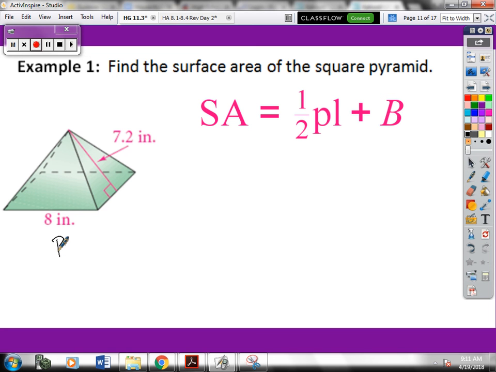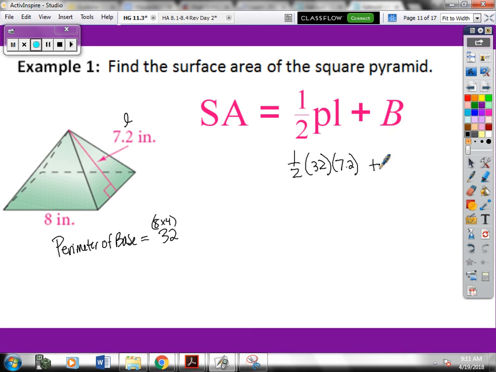So again, P is the perimeter of the base. What would the perimeter of the base be? 32. 8 times 4, because it's a square, or 8 plus 8 plus 8 plus 8 gives me 32. So that goes in here. L, remember, is your slanted height, which they did give us. So this is L, 7.2.